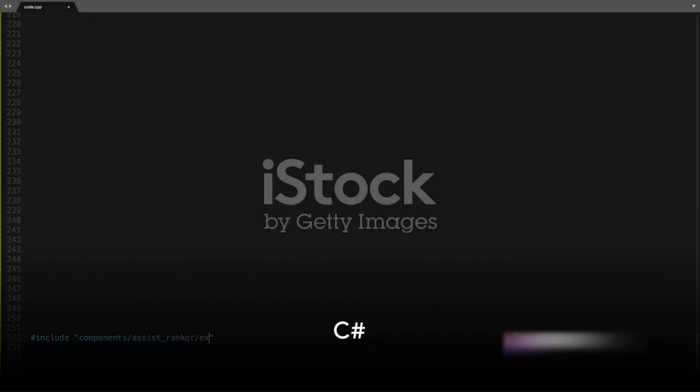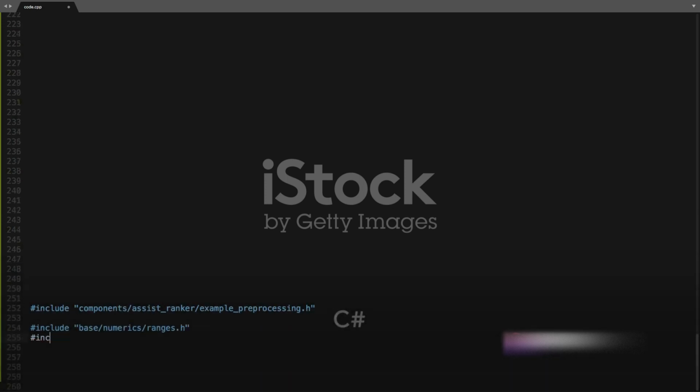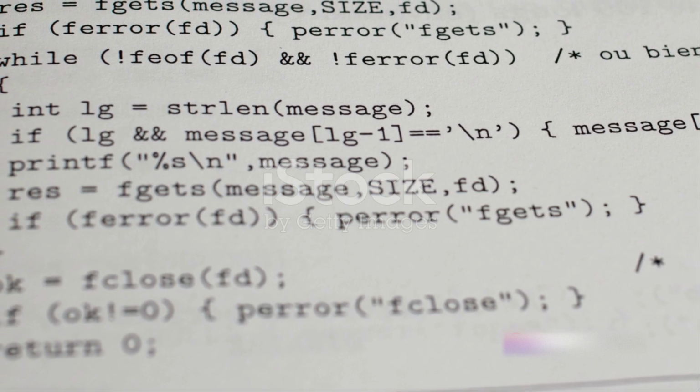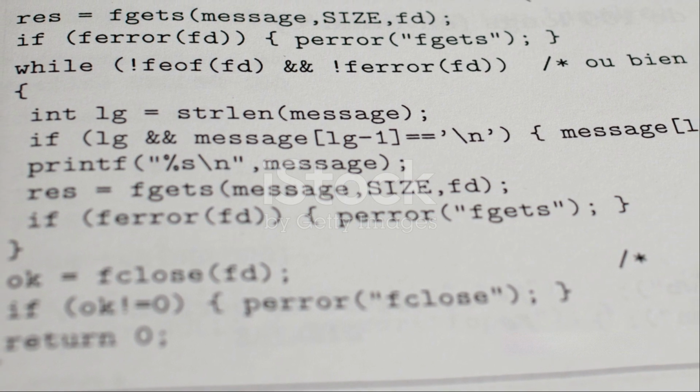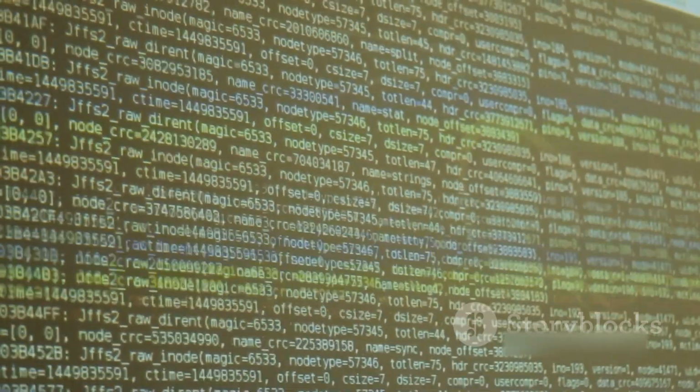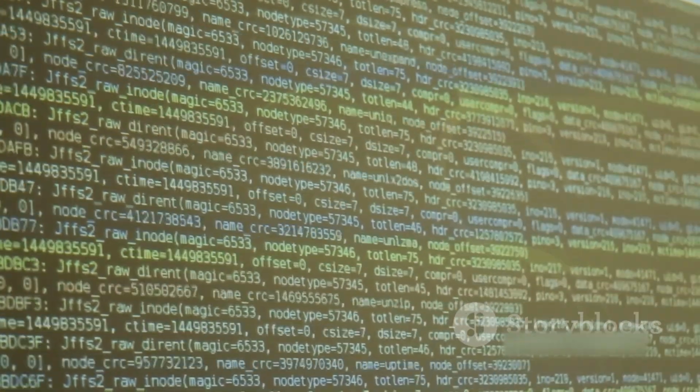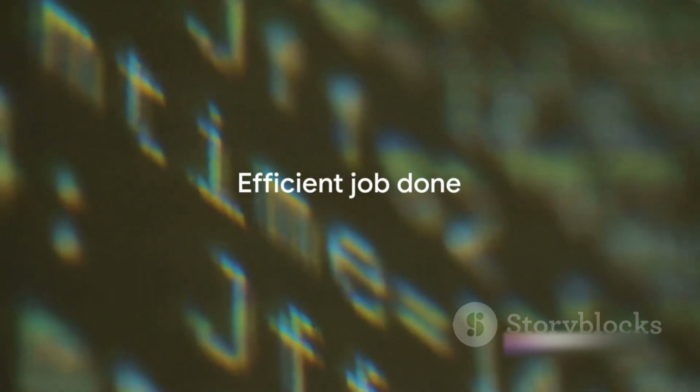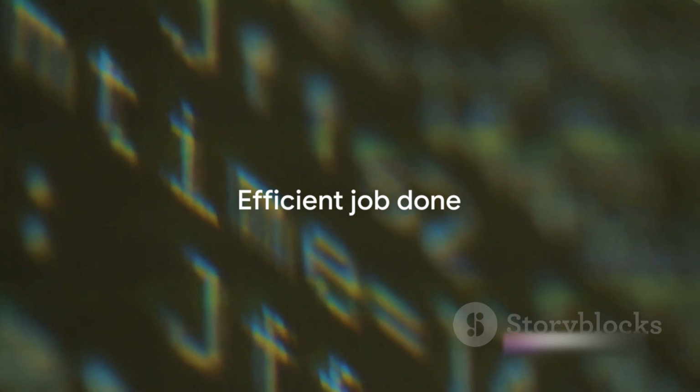Next up is C#, a language often associated with the Unity game engine. C#, while not as powerful as C++, is known for its simplicity and readability, making it a popular choice for indie developers and beginners. Think of it as the reliable sedan. It may not have the raw power of a sports car, but it gets the job done efficiently.